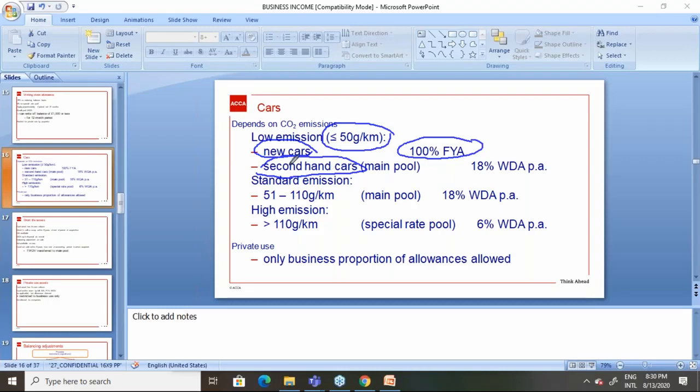But if it is a second hand low emission car, a used low emission car, then you cannot claim first year allowance. It must be included in the main pool on which you can claim WDA at 18% per annum. If the accounting period is more than 12 months or less than 12 months, this 18% you need to time apportion. Then a standard emission car where the carbon dioxide emission is 50.